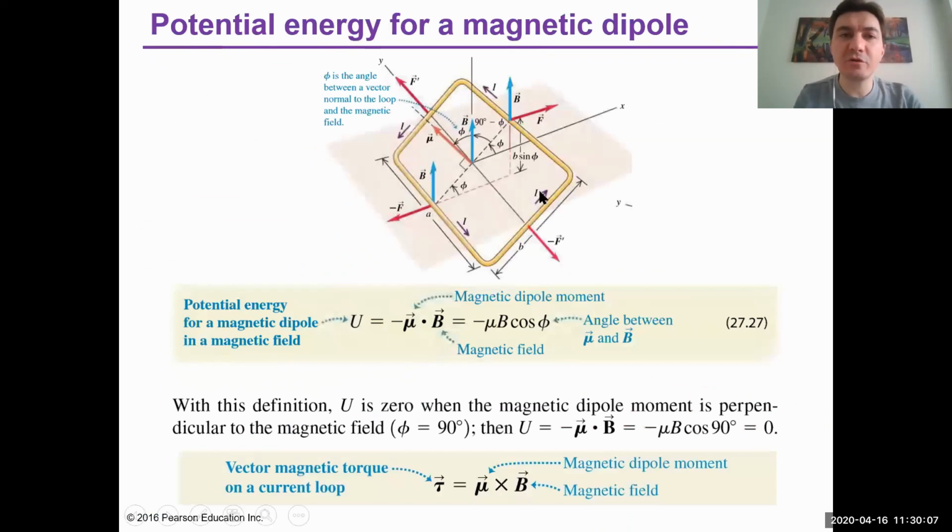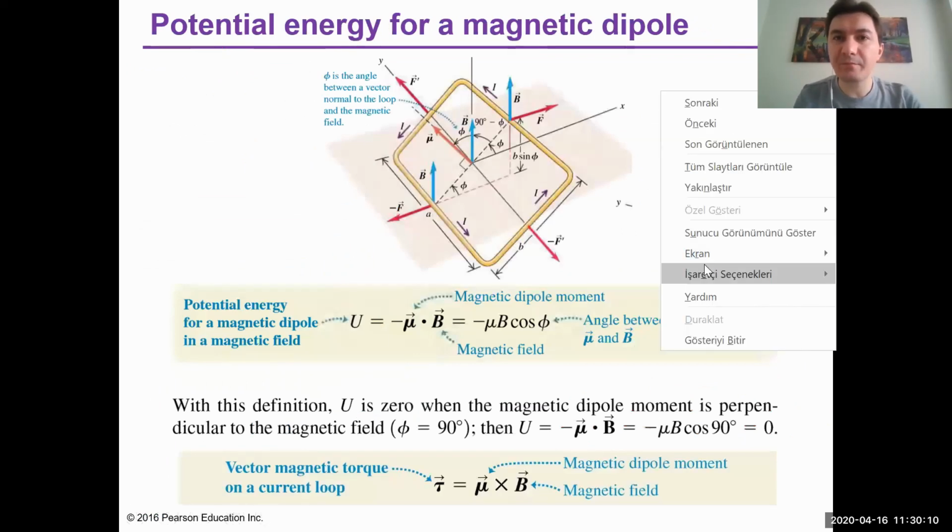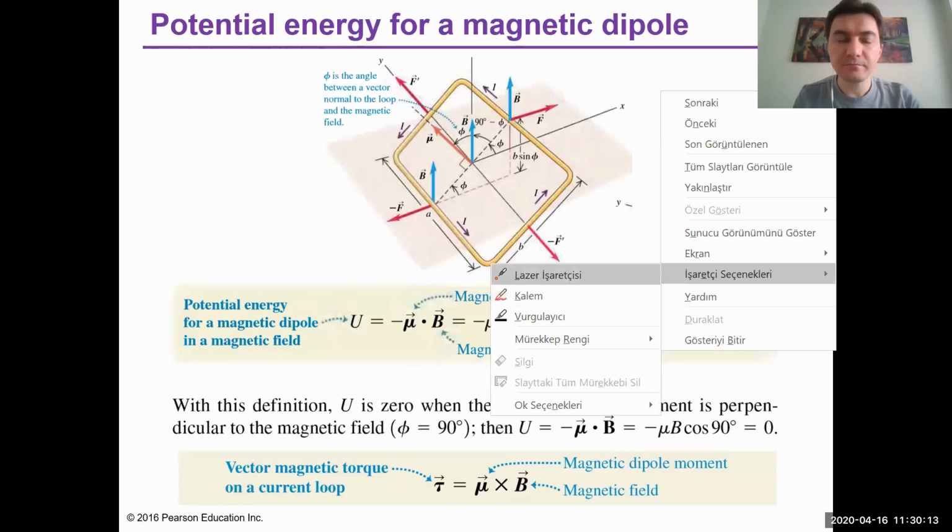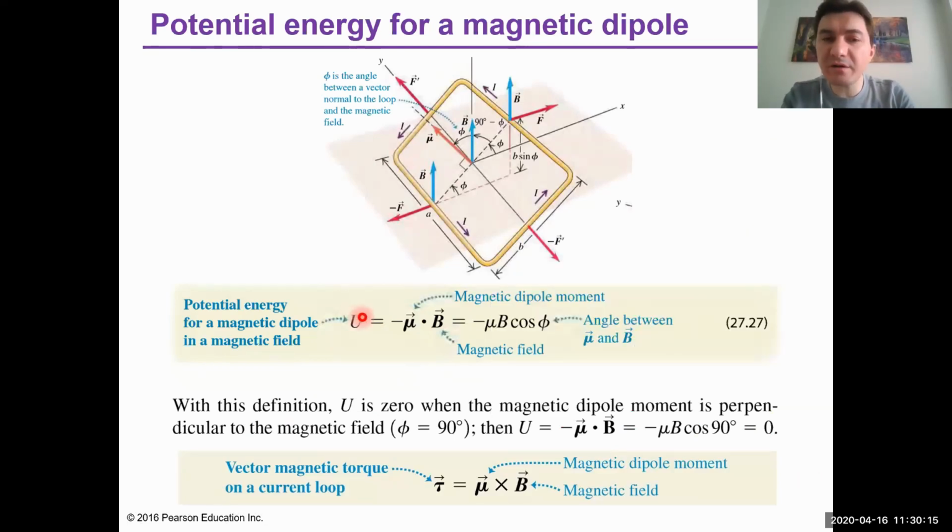Then let me continue with potential energy for a magnetic dipole. You remember potential energy for electric dipoles, minus P times E. Maybe you remember if you check the previous lectures, at the beginning of that semester, we have seen this. So potential energy for a magnetic dipole in a magnetic field is given by that expression, minus mu times B. This is a scalar product. This is the magnetic field, this is the magnetic dipole moment.